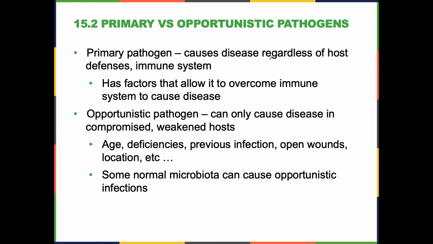The thing that's really tricky is that some normal microbiota can cause diseases or opportunistic infections when they move to the wrong place. A good example is E. coli. Oh, E. coli always gets a bum rap, but E. coli is our friend. E. coli lives in our guts. It helps us digest things. It makes vitamin K for us.